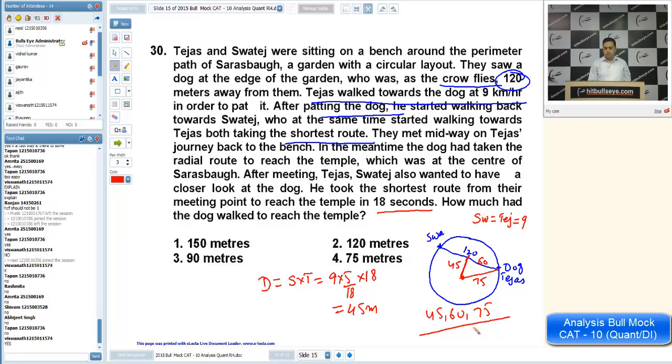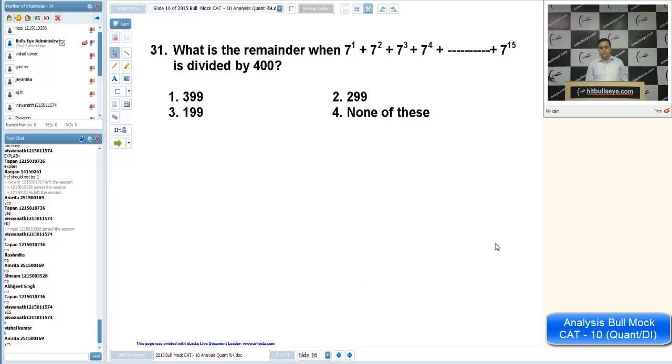So it is clear or not? Okay. Next, what is the remainder when 7 plus 7 square plus 7 cube up to 7 power 15 is divided by 400? So should I explain it or not?